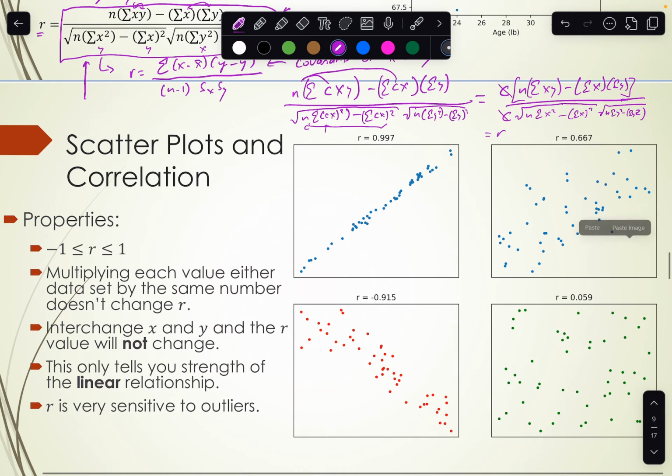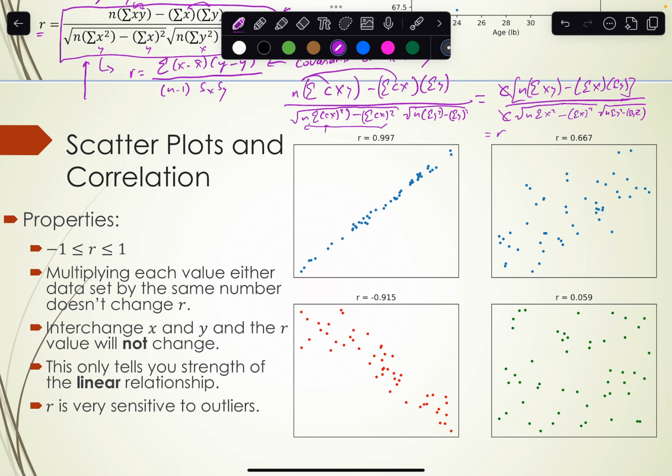Okay, let's take some examples here. The correlation is always a number between -1 and 1. Multiplying each value of either data set by the same number doesn't change r. That's what we just discussed. Interchanging x and y will not change r. We talked about that as well. This only tells the strength of the linear relationship.